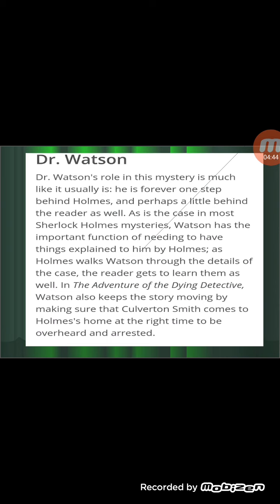As is the case in most Sherlock Holmes mysteries, Watson has the important function of needing to have things explained to him by Holmes. As Holmes walks Watson through the details of the case, the reader gets to learn them as well. In The Adventure of the Dying Detective, Watson also keeps the story moving by making sure that Calverton Smith comes to Holmes' home at the right time to be overheard and arrested.